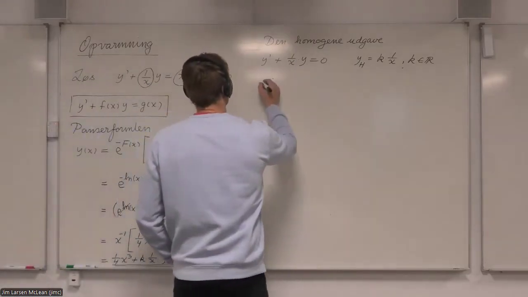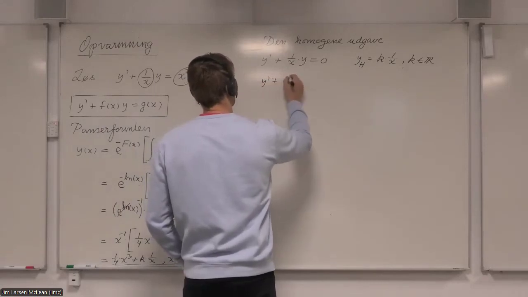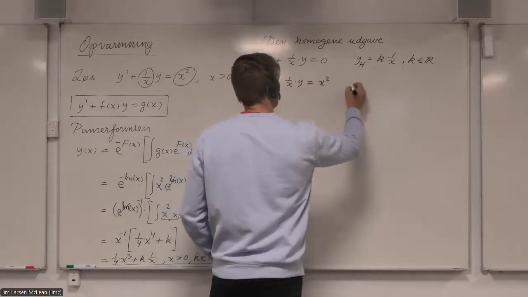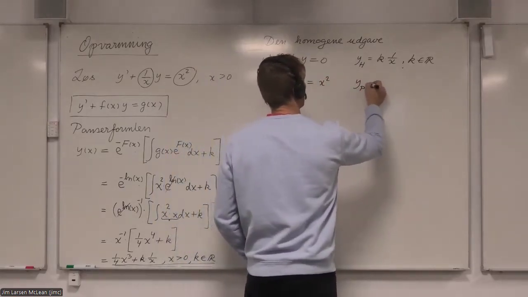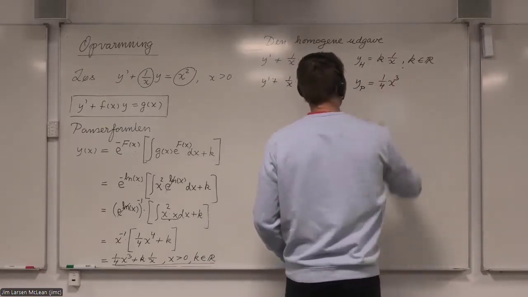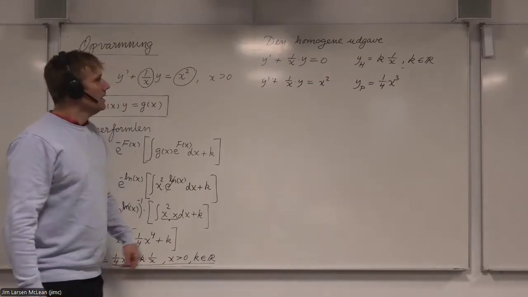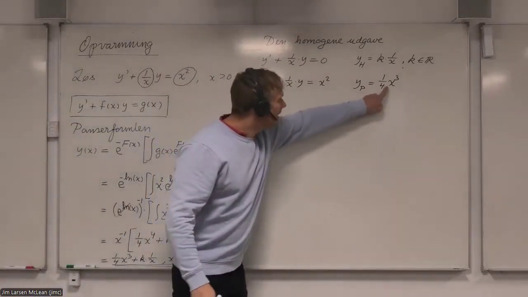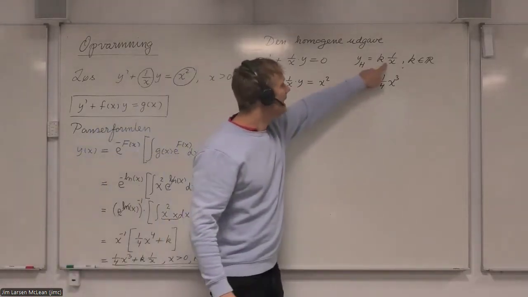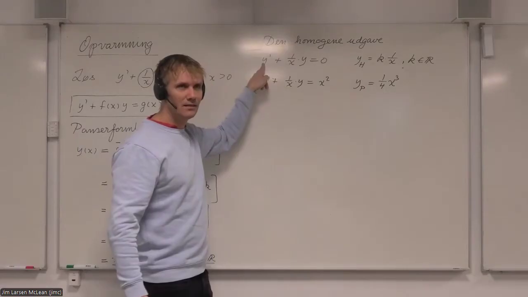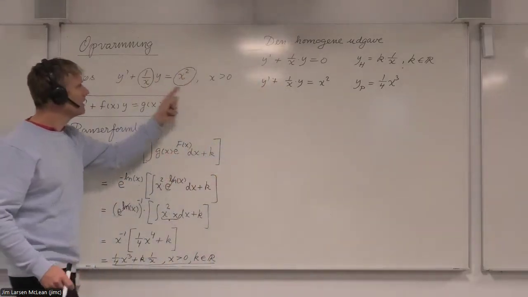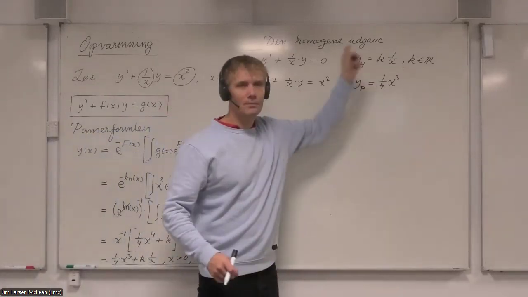So the original differential equation is y prime plus 1 over x times y equals x squared. Here we have a particular solution, which is 1/4 times x cubed. So that is one solution to the equation. That is not all the solutions. That is all the solutions to the homogeneous. And how do you find all the solutions to the original equation? You can simply do that by adding the two together.